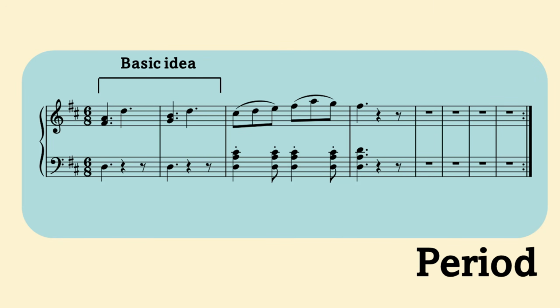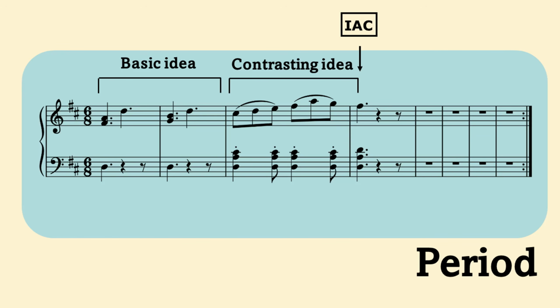In the first half of a period, we've got an initial basic idea, which can last up to 2 bars, and that usually functions as tonic prolongation in terms of harmony. This basic idea is then followed by a contrasting idea that leads to a weak cadence at bar 4.